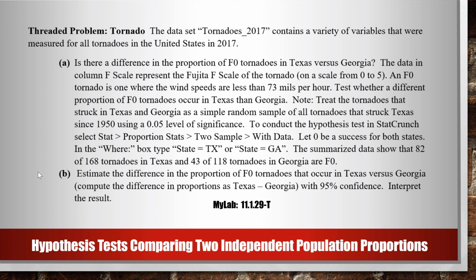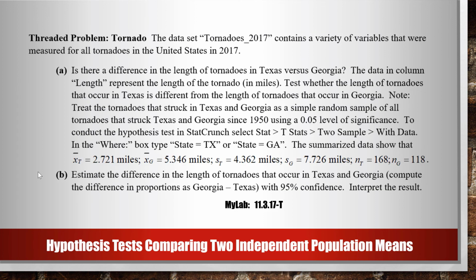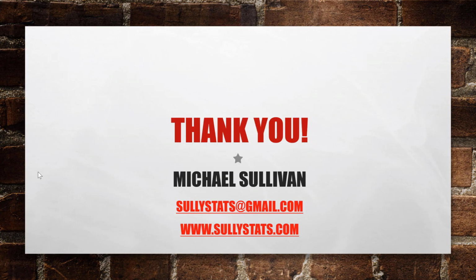Is there a difference in the proportion of F0 tornadoes between any two states, like say Texas and Georgia? Is there a difference in length of tornadoes between any two states? Or is there a difference in the length of F0 tornadoes versus F1 tornadoes? All you have to do is take a simple random sample of each. So the goal with this data set is to allow students to see how the various tools we are giving them can be applied to a single data set and learn to answer a lot of questions. Combined, all these problems could be the basis for a capstone project within the course.